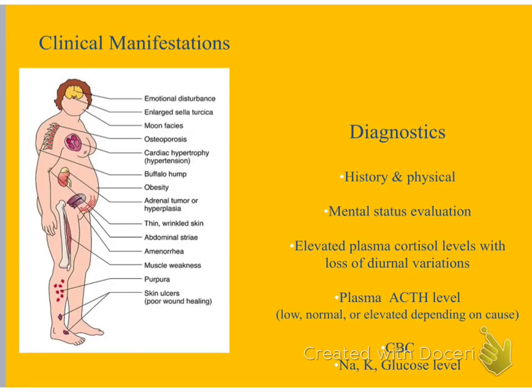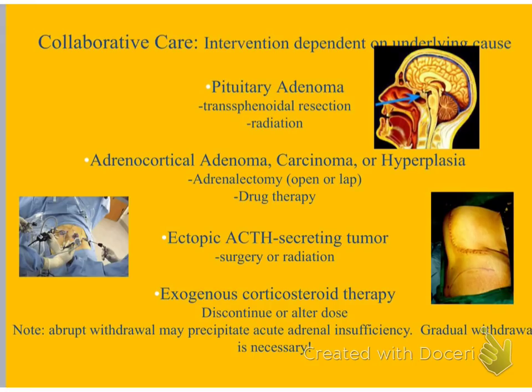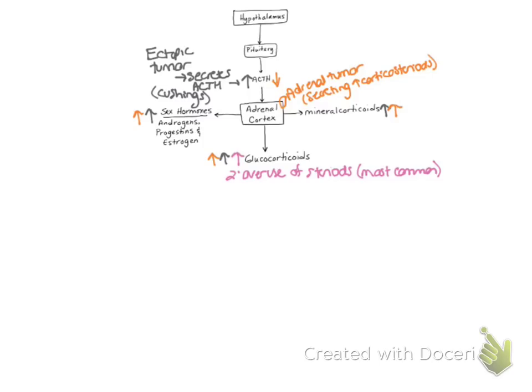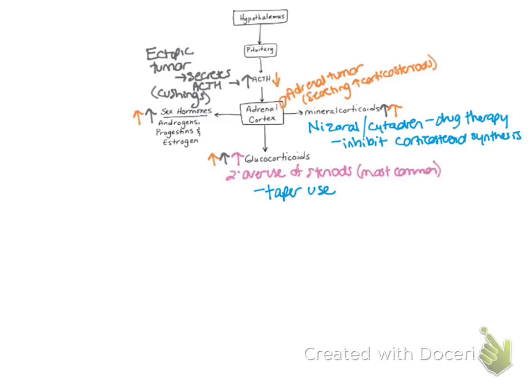We kind of already talked about the clinical manifestations and diagnostics. So let's talk about treatment. So let's look back at the overview. And obviously, if it's because of too much steroids, we're going to taper the use. We just can't stop steroids. If we stop them abruptly, then we're going to have bad symptoms. So we're going to go ahead and taper off their steroids.